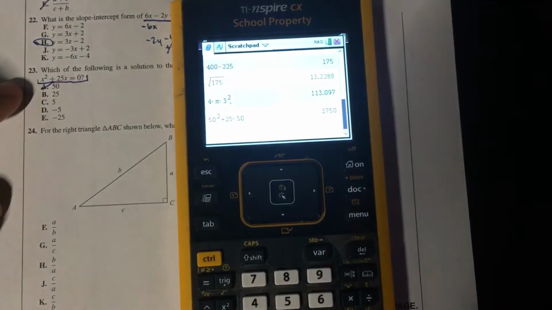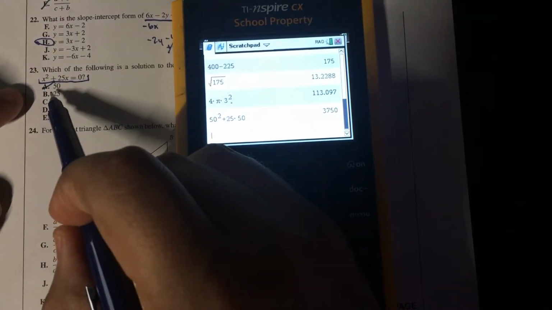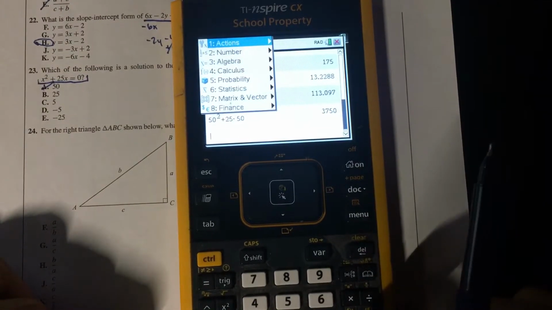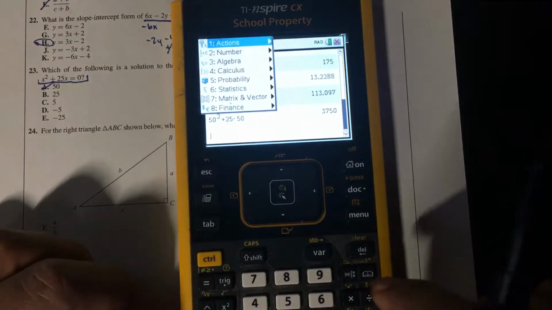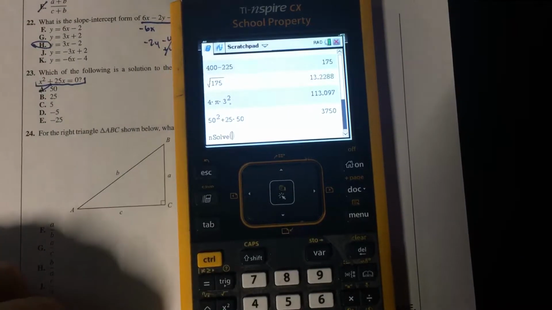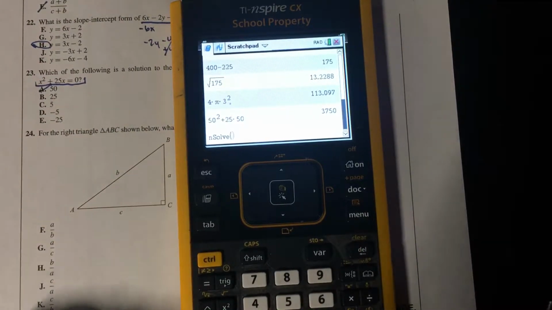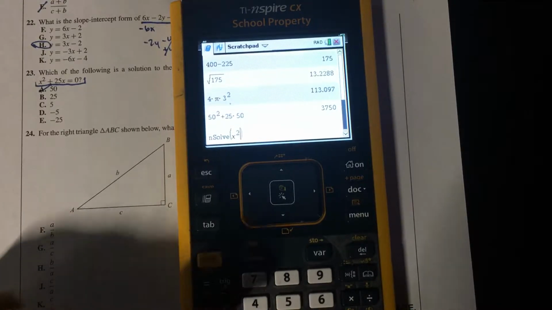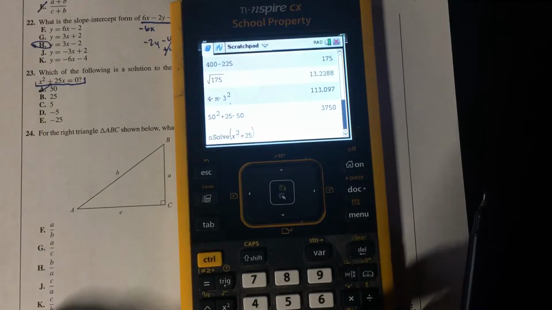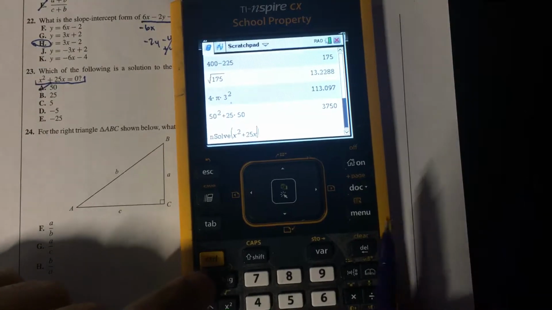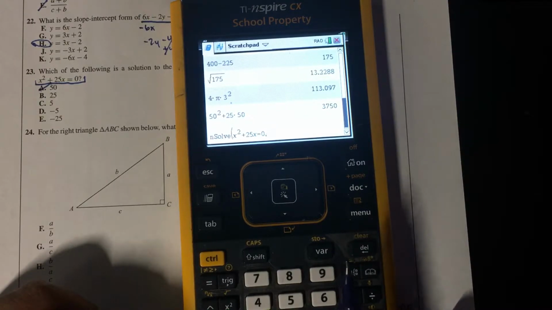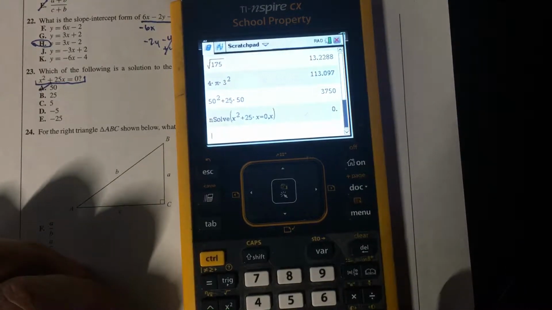I'll do it again with 25. Not going to be the answer, but the easiest way I think is to go ahead and do menu, 3 algebra, and solve. And what I'm going to do here is plug in the equation. And don't forget this, in order for the calculator to solve, you need to put comma and x.